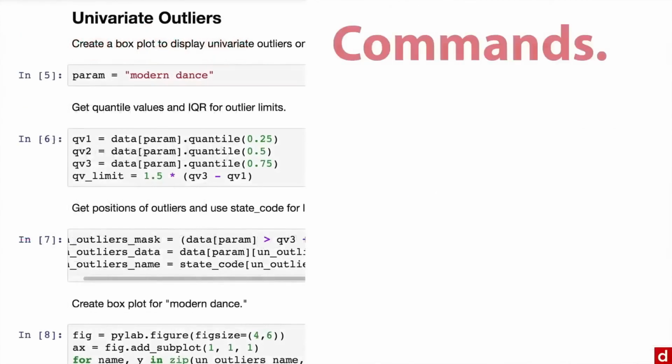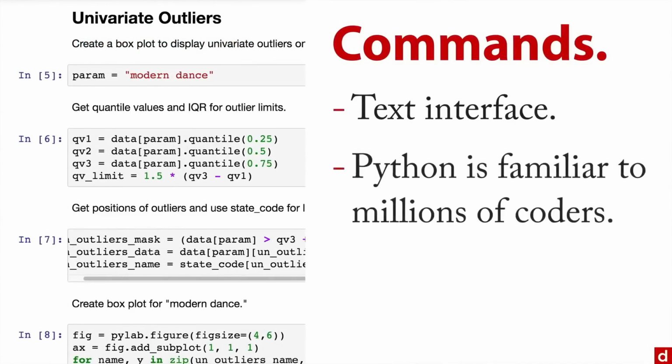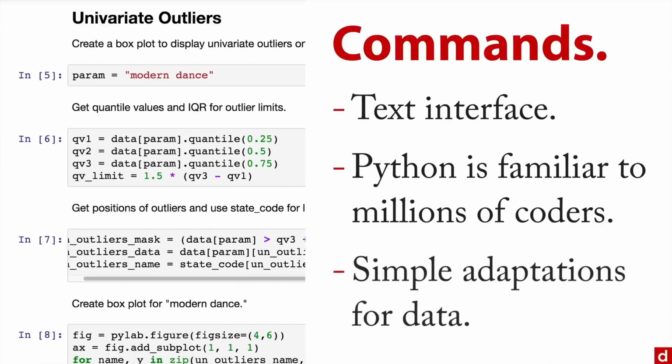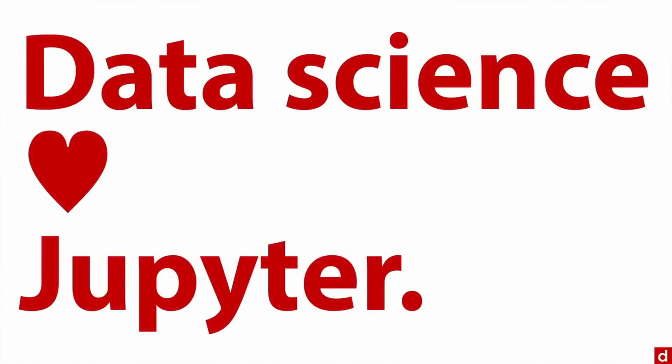In terms of the actual commands of Python, you have some examples here on the side. The important thing to remember is that it's a text interface. On the other hand, Python is familiar to millions of coders because it's very often a first programming language that people learn to do general purpose programming. And there are a lot of very simple adaptations for data that make it very powerful for data science work. So let me say something else again. Data science loves Jupyter, and Jupyter is the browser-based framework. It's a local installation, but you access it through a web browser that makes it possible to really do some excellent work in data science.